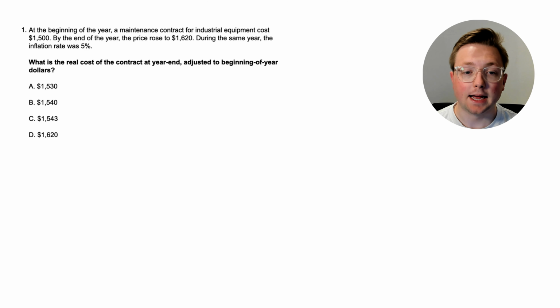Okay, let's go to the top. At the beginning of the year, a maintenance contract for industrial equipment cost $1,500. By the end of the year, the price rose to $1,620. During the same year, the inflation rate was 5%. So again, what is the real cost of the contract at year end?